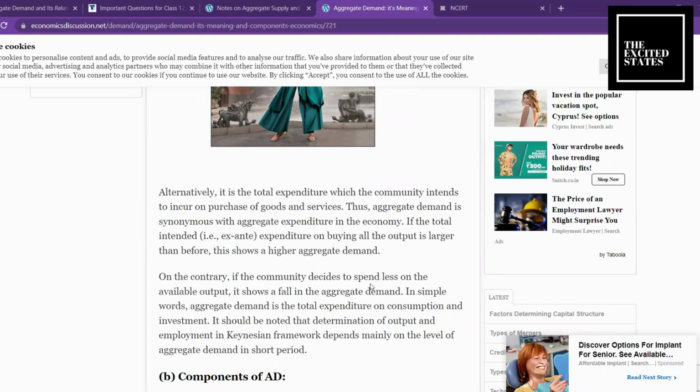So aggregate demand is synonymous with aggregate expenditure in the economy. And we all know that while calculating national income by the expenditure method, we are dealing with the expenses done in production, and the expenses done by the people for consuming or using the goods.